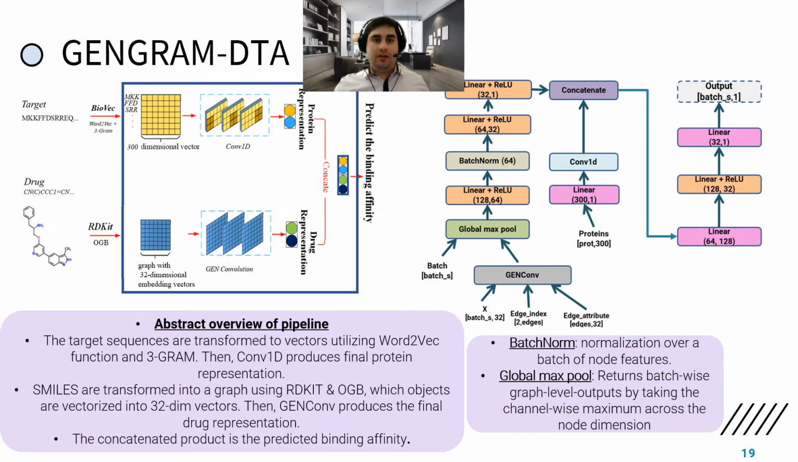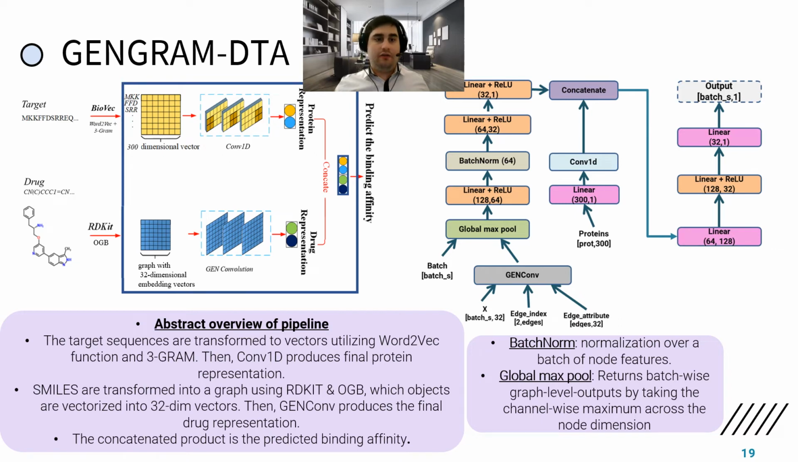The left image shows the abstract overview of the GenGRAM-DTA pipeline, in which we see that target sequences are converted into vectors using the BioVec tool as described earlier. Then the vectors go through a convolution to produce the final protein embedding representation.